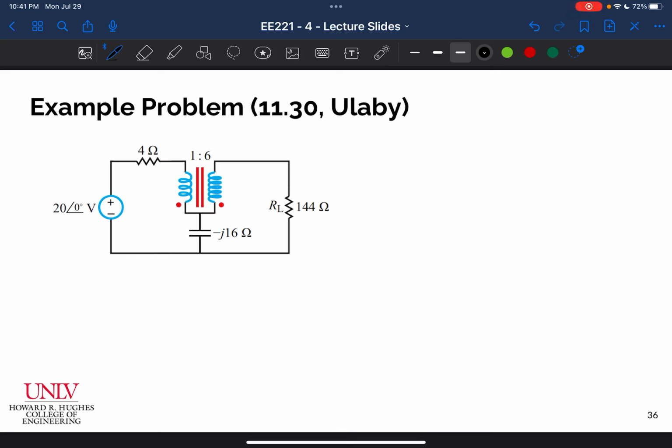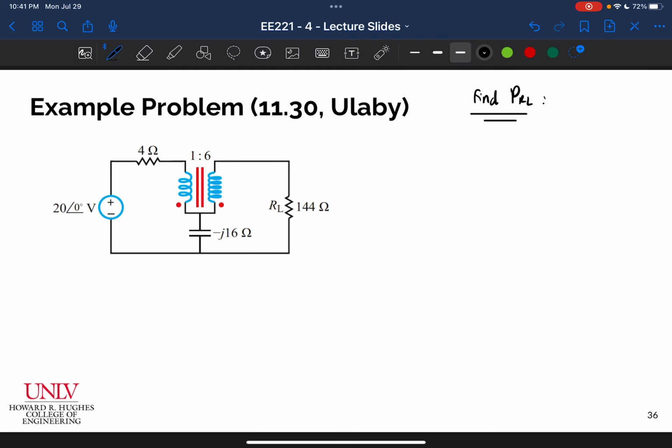All right, so we got an example problem here from the ULB textbook where we are going to try to solve for the power dissipated by RL. Okay, so that's what we're trying to find. Find PRL.